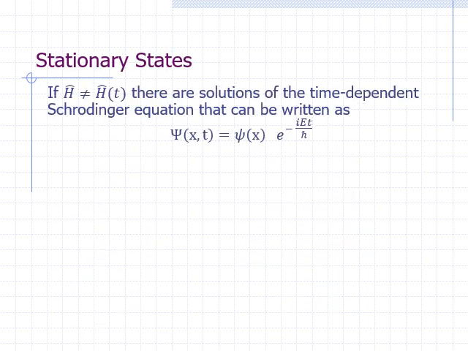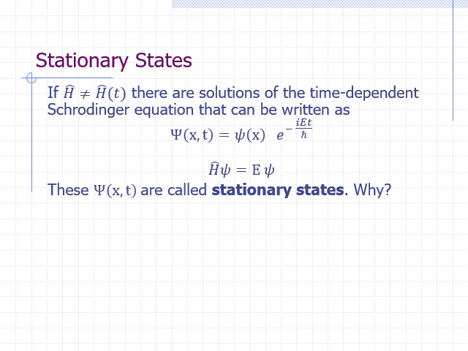We just proved that if the Hamiltonian operator does not depend on time, then there are solutions of the time-dependent Schrodinger equation that can be written as a function of coordinates times a function of time. The function of time is e to the negative iEt over h bar. The functions of coordinates, represented by lowercase psi, are eigenfunctions of the Hamiltonian operator. These solutions are called stationary states, but why? They obviously depend on time.